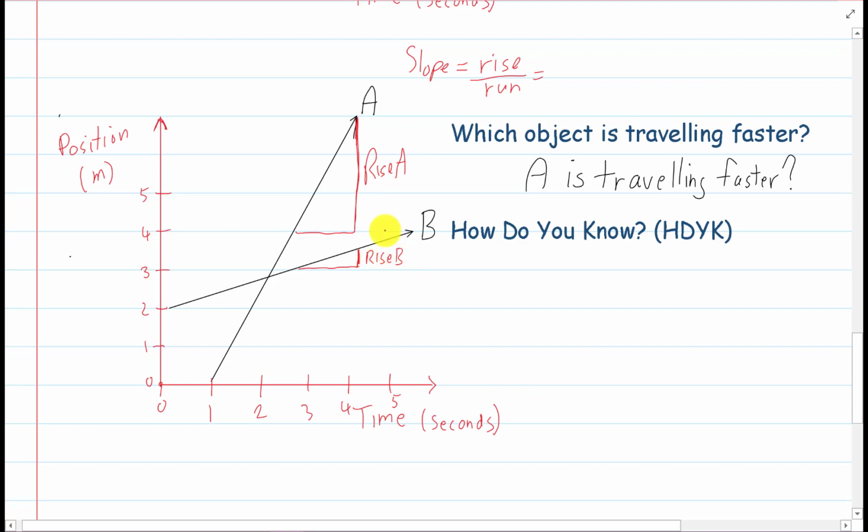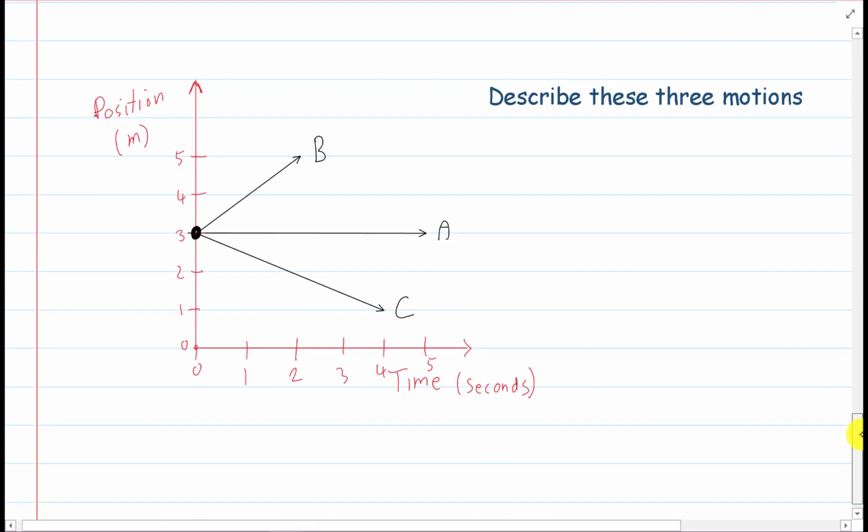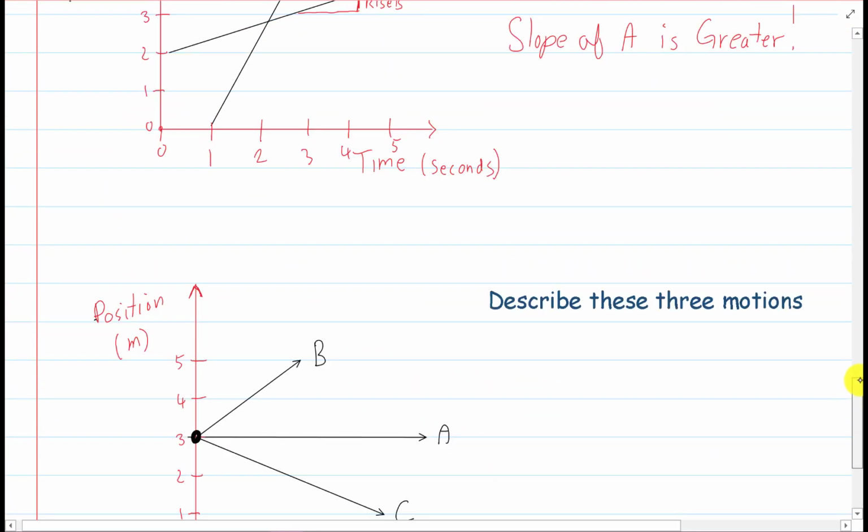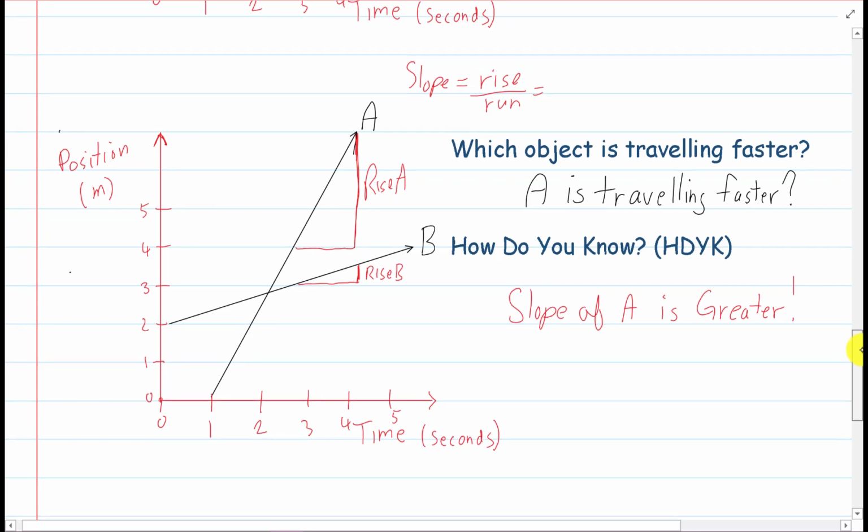They have the same runs, so the fraction will be much bigger in A. So how do you know? The slope of A is greater. Okay? Does anyone need more time for that?